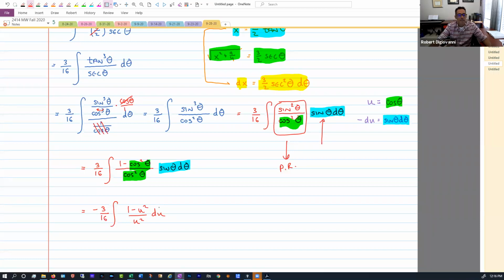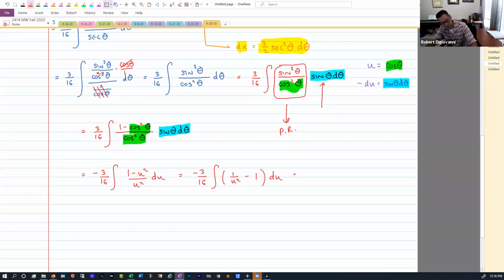Now what? Can we handle that? Separate the fractions. Yeah, just split it up. We have 2 terms in the numerator and 1 in the denominator. So we can split this up as 1 over u squared minus u squared over u squared, which is 1. I'm about to use the power rule, so that's why I'm bringing that 1 over u squared up.